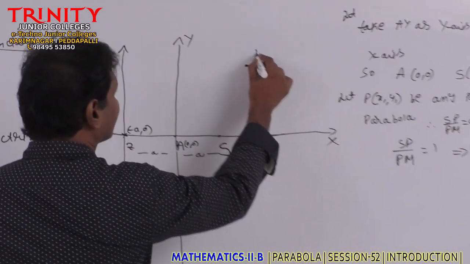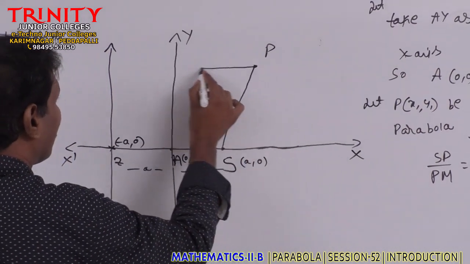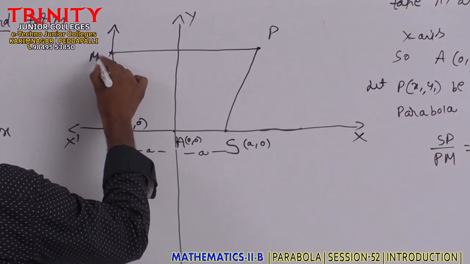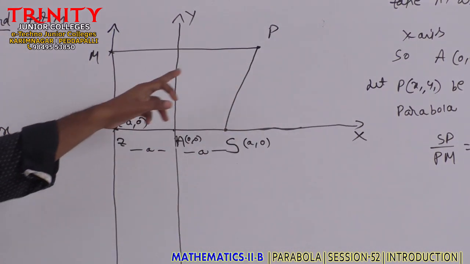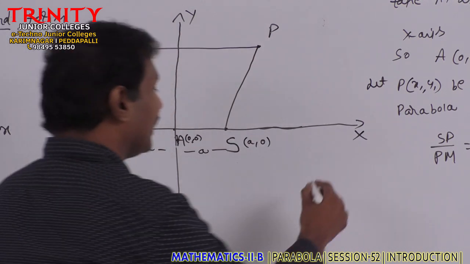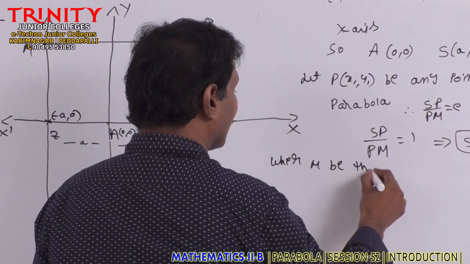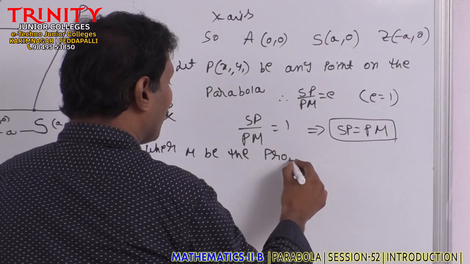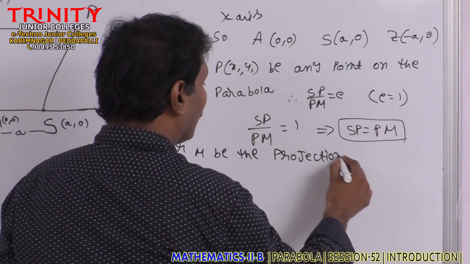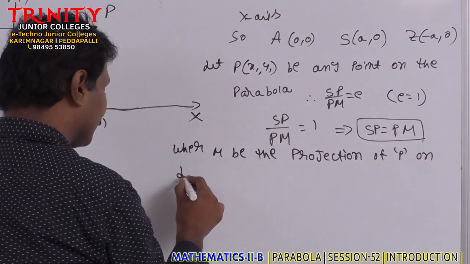Join SP. Let M be the foot of the perpendicular, the projection of P on the directrix.